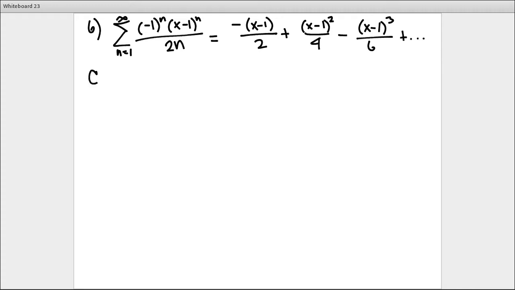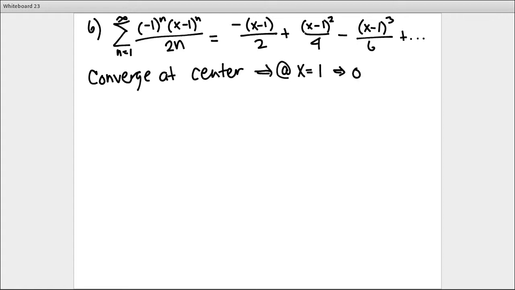These power series definitely converge at the center. And the center, since we have x minus 1, is at x equals 1. So you can test that by plugging in. When you plug in a 1 into all of those x's, you would have a 0, plus a 0, plus a 0. Yeah, definitely converges. That converges to 0. But what we want to know is where else does it converge? Sometimes it only converges at the center.